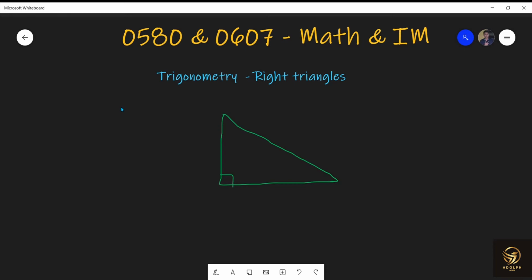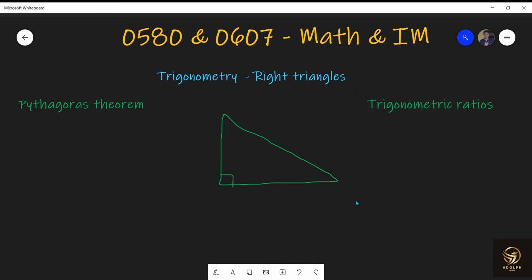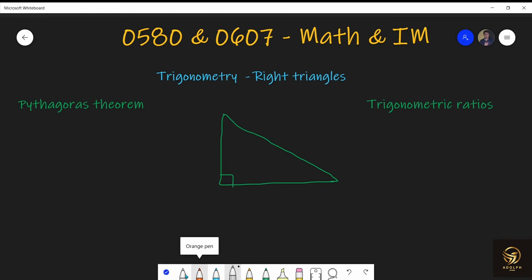Right triangles have two subdivisions in it. The first one is Pythagoras theorem and the second one is trigonometric ratios. Let's start with the Pythagoras theorem here. So what is Pythagoras theorem is, I will write what is Pythagoras theorem, then I will explain it in the diagram. Pythagoras theorem can be said in words: a square plus b square equals h square.